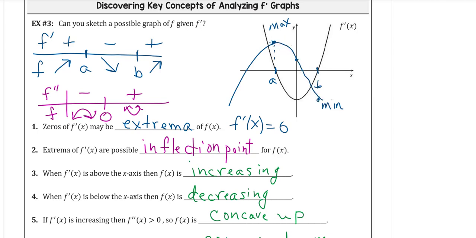That is a really crappy little drawing there. It's hard to do this with a stylus. There we go. And then it turns back around and comes up like this. So there is our function based on the derivative.